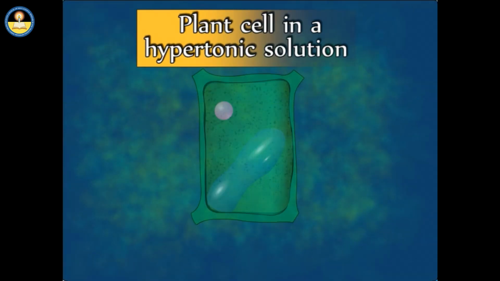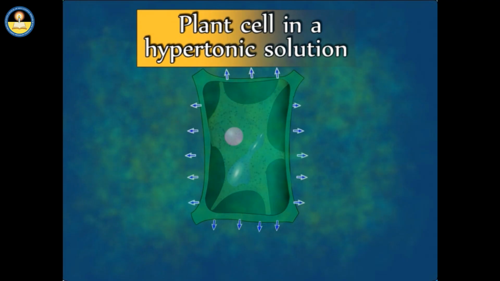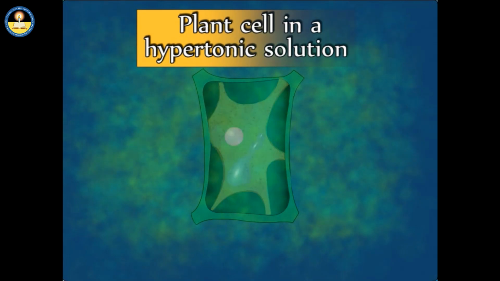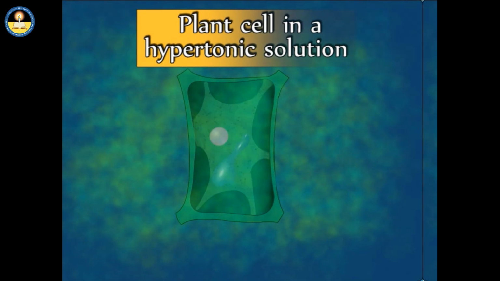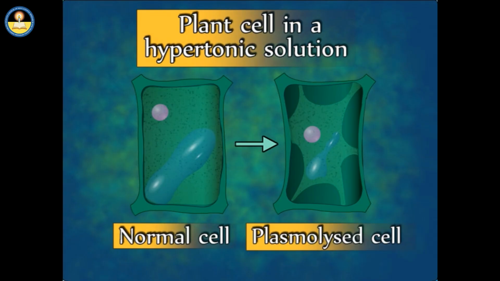When a plant cell is placed in a hypertonic solution, the water inside the cells is drawn out by osmosis. The vacuoles decrease in size. The cytoplasm also shrinks away from the cellulose cell wall, and the state of the cell is known as plasmolysed cell. This causes wilting in the plant.